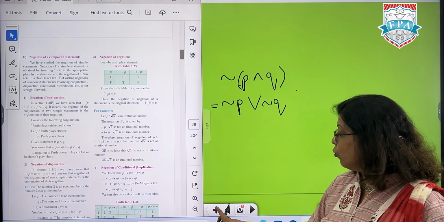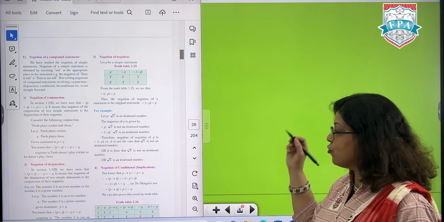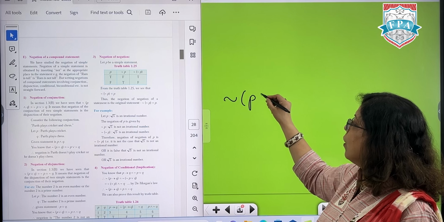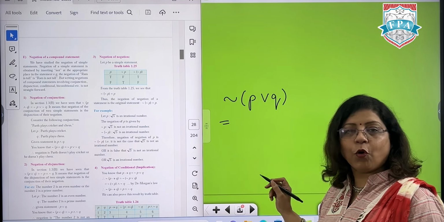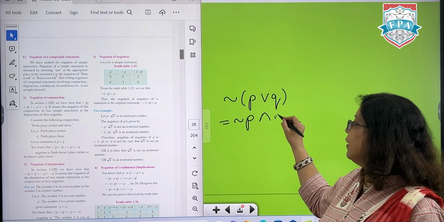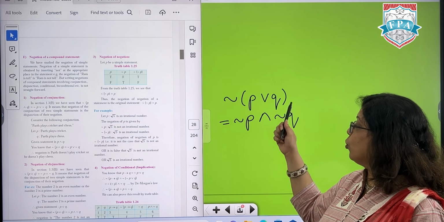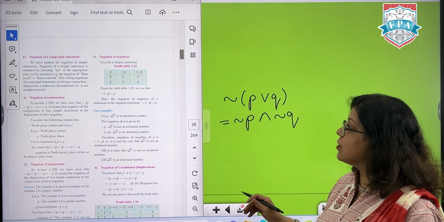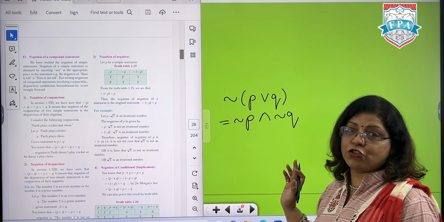Similar pattern we are going to use for negation of disjunction. Now disjunction, we know what it is, that is OR. So negation of P or Q will become equal to, again following De Morgan's law, negation of P and negation of Q. Negation will be given to both of them and this sign will change to AND. So this is your second part, which is dealing with the negation of disjunction.